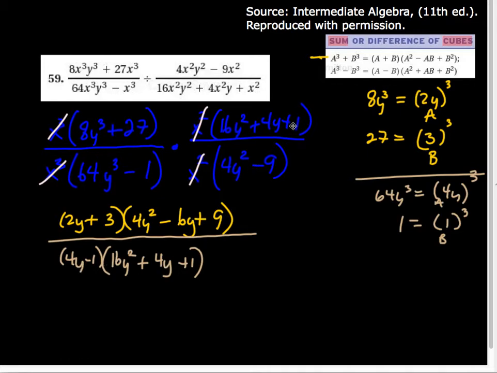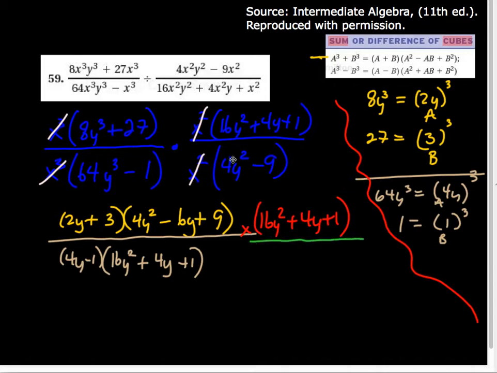Now let's take a look. Well, hold on here. This thing here is the same as that down there. Oh, that'll be convenient. So this one I'm just going to leave. So this will be times 16y squared plus 4y plus 1. Let's sort of draw a little line here. I'm leaving that because that's identical on the bottom. That's a factor of 1. I can get rid of it. And then on the bottom, I've got 4y squared minus 9. That's a difference of squares. So that'll be 2y minus 3 and 2y plus 3.